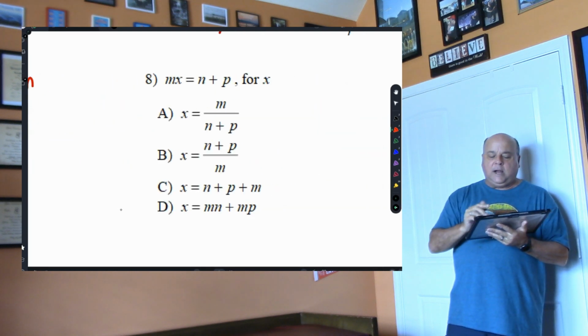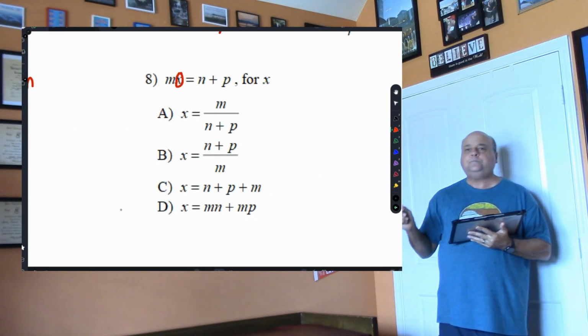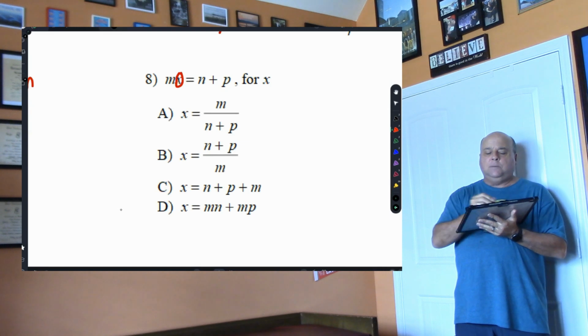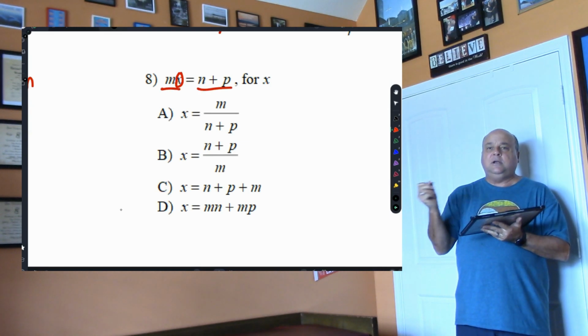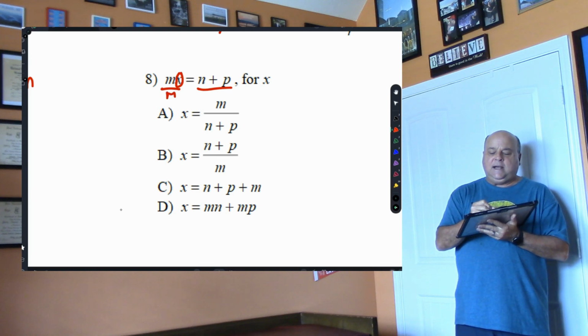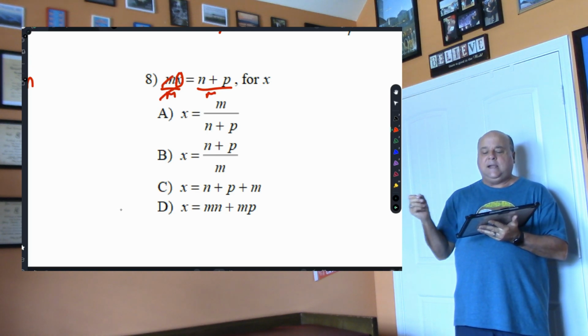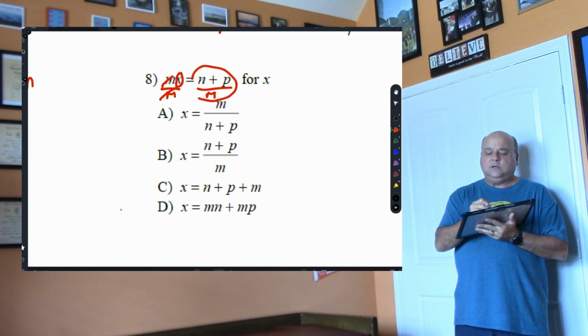And the last one, number 8, we're going to solve this for x. This one right here, there's no fraction bars. The opposite of a multiply is divide. I'm going to draw 2 fraction bars, and that M has got to be divided. So M divided by M is 1. They cancel out. This right here is the answer.